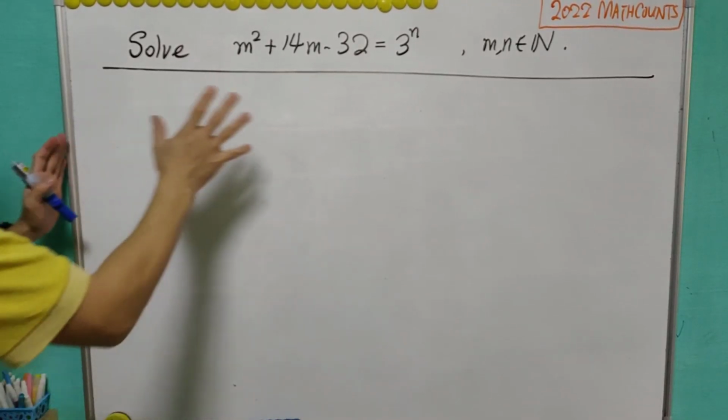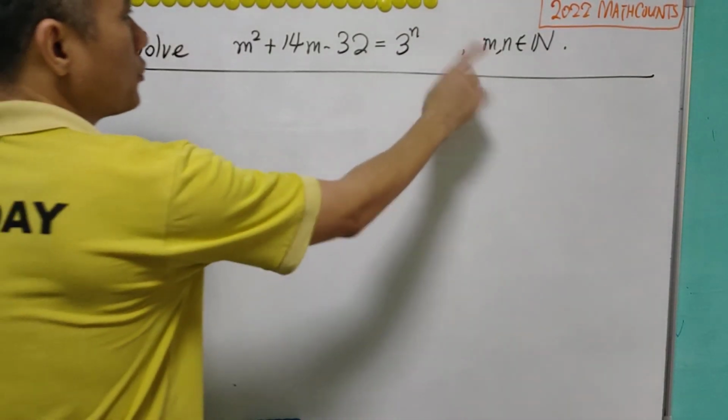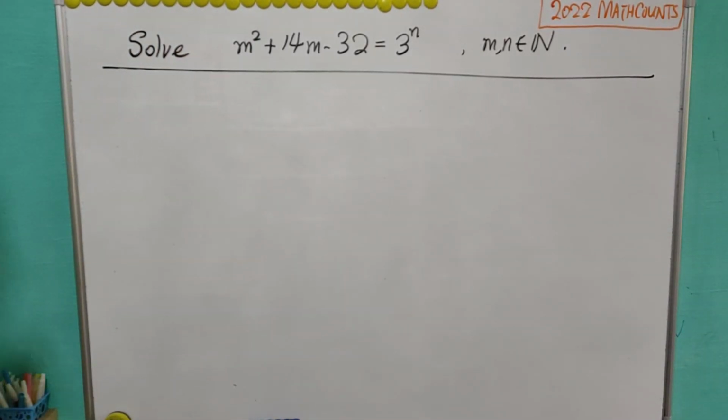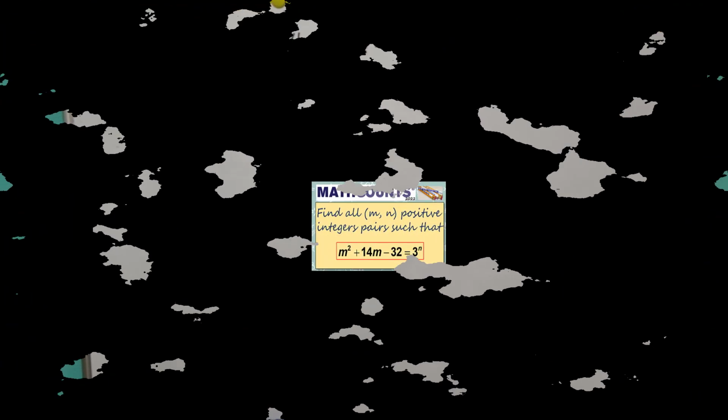For today, let's look at this algebraic question from 2022 MATHCOUNTS. This question is not difficult and suitable for beginners. The main idea that we use here is factorization. Please have a good try before you look at the answer.